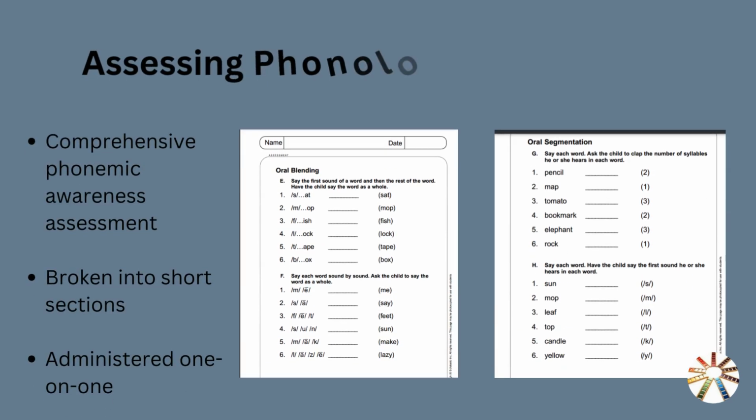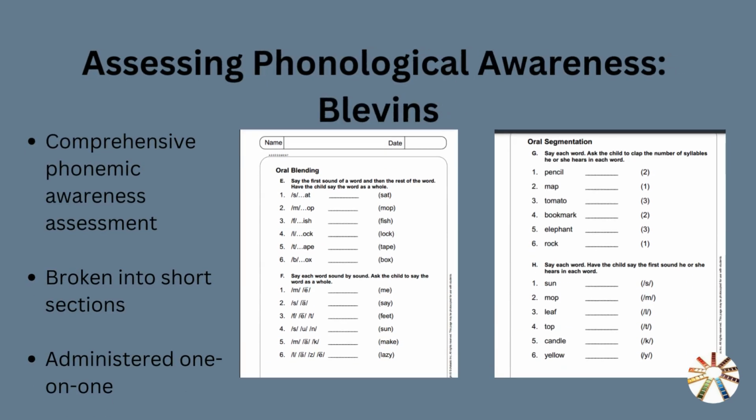We recommend using the Blevins assessment to measure students' progress with phonemic awareness skills because CKLA does not include comprehensive phonological awareness assessments. The Blevins is available for free online and is linked in the assessment section of the online course. The Blevins is broken into 12 short sections or tasks, and each section isolates a particular phonemic awareness skill. The Blevins is administered one-on-one to individual children, but each section is short, so it can be done fairly quickly.